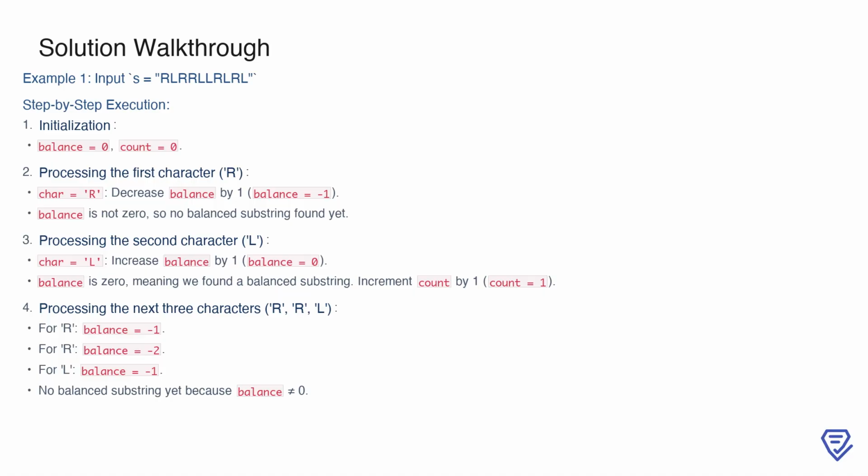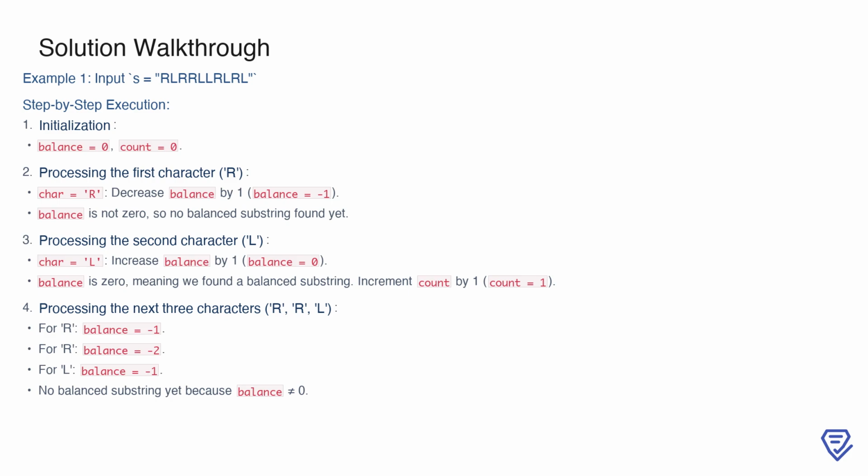To solve this problem, we aim to split the string into balanced substrings, where the number of R and L characters are equal. Starting with the input S equals RLRRLLRLRL, we initialize two variables, balance to 0, which tracks the difference between R and L, and count to 0, which records the number of balanced substrings found. First, we process the character R. Since it's an R, we decrease balance by 1, making it -1. At this point, balance is not 0, so no balanced substring is identified yet.